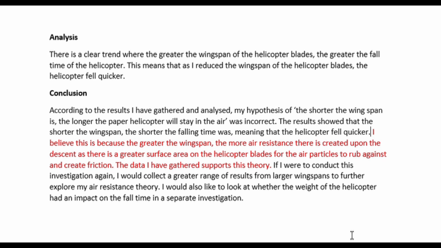I've also said, on a separate investigation, I would also like to look at whether the weight of the helicopter had an impact on the fall time in a separate investigation, because I don't want to change two things at the same time, because then it will not give me the results that I want.